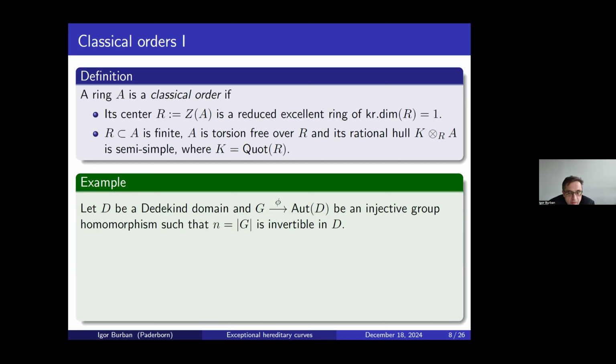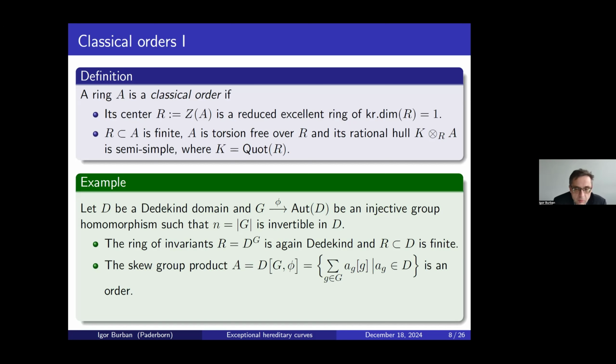A typical example, also relevant for the final part of my story, is given by the setting when I have a Dedekind domain and a finite group acting. And if I assume, well, the usual Maschke setting, that the order of the group is invertible in my ring, first of all, I can prove that the ring of invariants is Dedekind again. My ring D is finite over R, but I also want to talk about the skew group ring. So it is a certain ring. It is free, A is free over D. The rank is the order of my group. And here is a definition of the multiplication in my ring. Then A is an order. And it is a very important example of an order in the above sense.